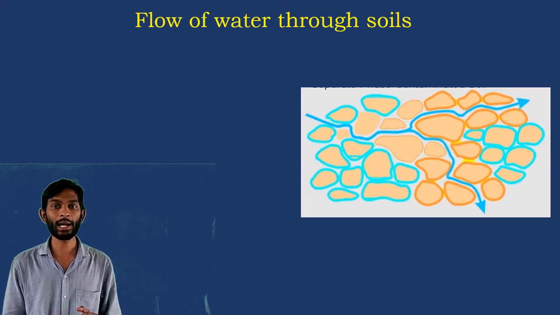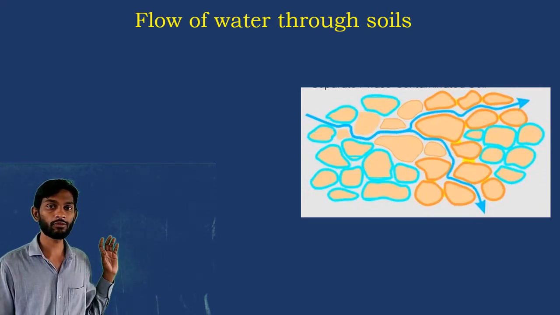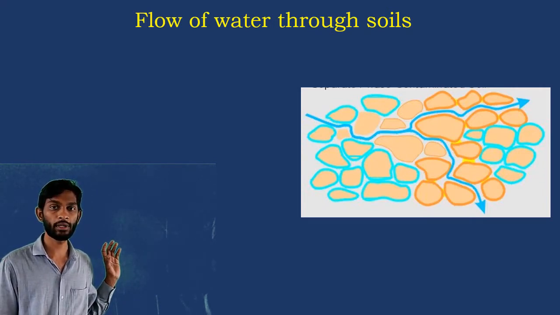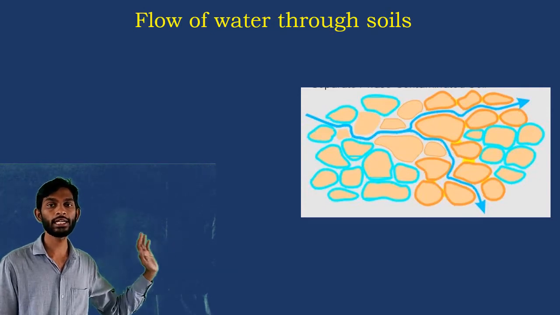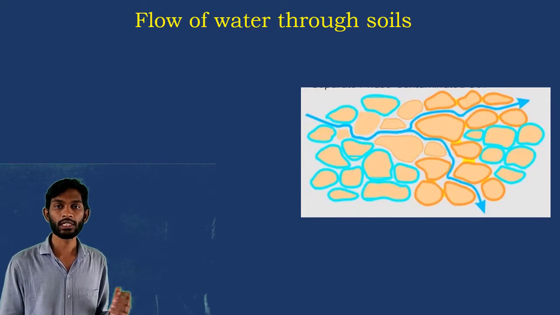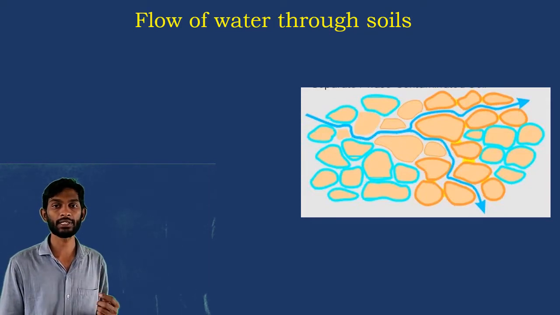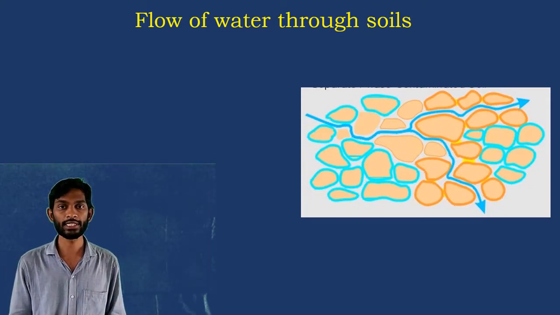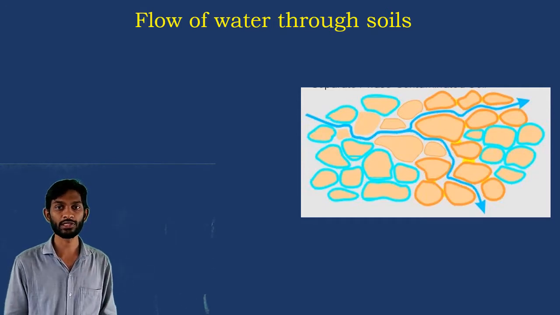Now what exactly happens here is the water from one end of the soil sample will flow to the other end of the soil sample. Now why is it taking place? It is because the presence of voids or the presence of pores in the soil sample will be influenced by the action of water which is flowing through these spaces.